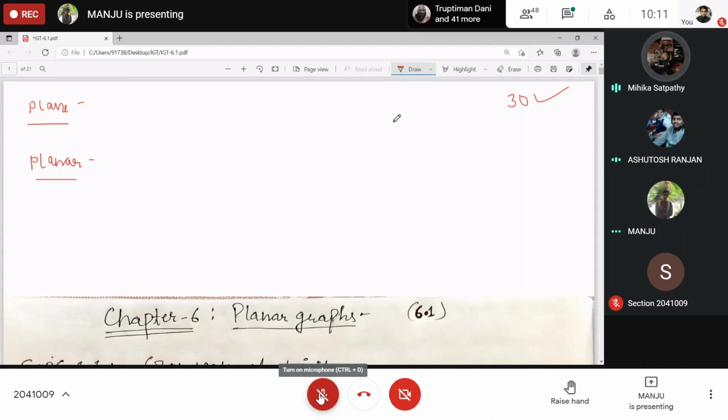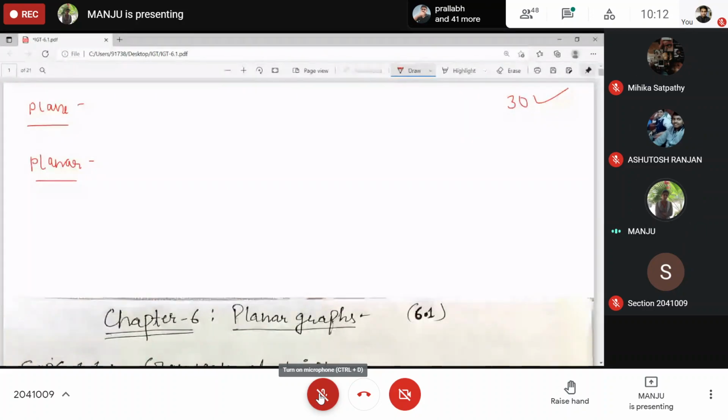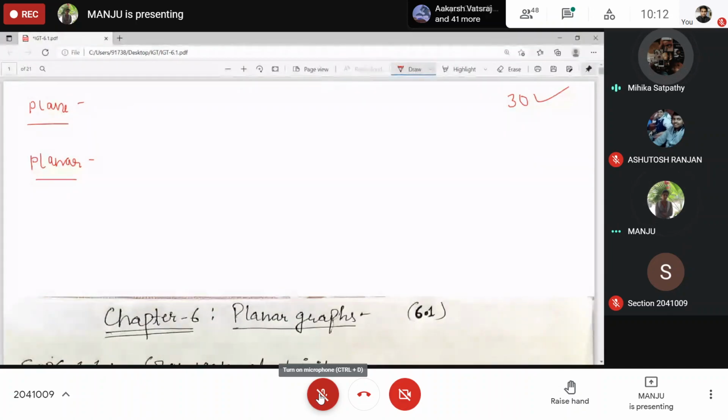I was saying questions related to bipartite graphs, on the basis of regular graphs. Which type of question? K-regular graph, cycle and odd cycle.